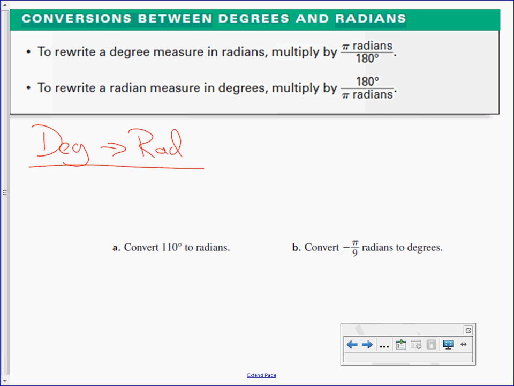Degrees to radians. Remember, your calculators will not do the conversion for you. You cannot type in 45 and hit rad and then all of a sudden it's going to spit out pi over 4. It won't do that. You need to know how to write out the conversion. Basically what you do is you take the degree measurement, whatever it is, times pi over 180.